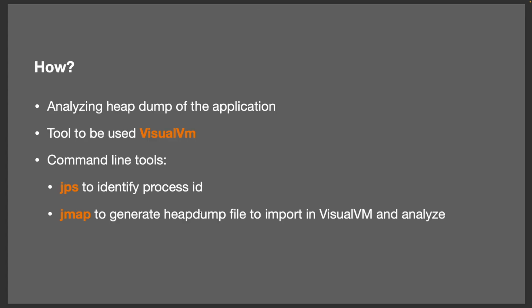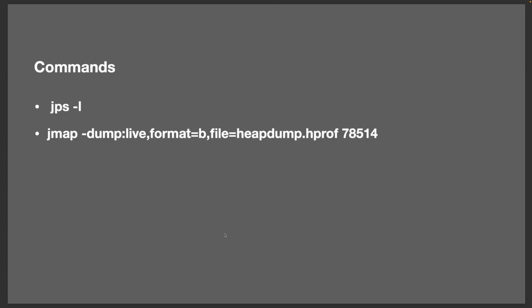How will we do that? We will analyze the heap dump of the application. We'll try to find object instances that consume big parts of memory. We will use VisualVM, jps, and jmap tools for that purpose. Here are the commands: jps to list Java processes to get process IDs, and jmap to generate the heap dump file.